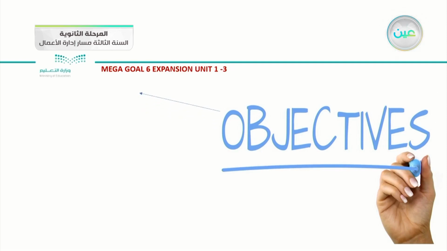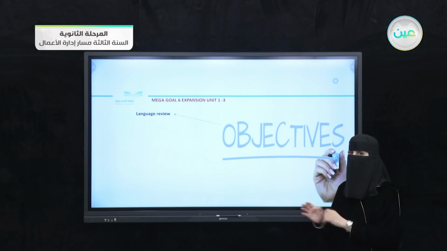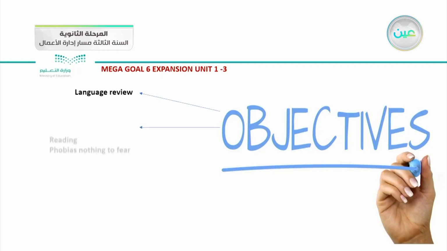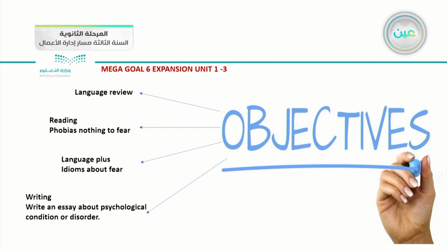Now we will go to our objectives for our lesson today. Number one, we have a language review. As in every unit, we should apply the language review. Number two, reading. As we discussed in the previous lesson, we have "Phobias: Nothing to Fear", and about the language plus, idioms about fear. And the last point for our objectives today is writing, which is about a psychological condition or disorder.